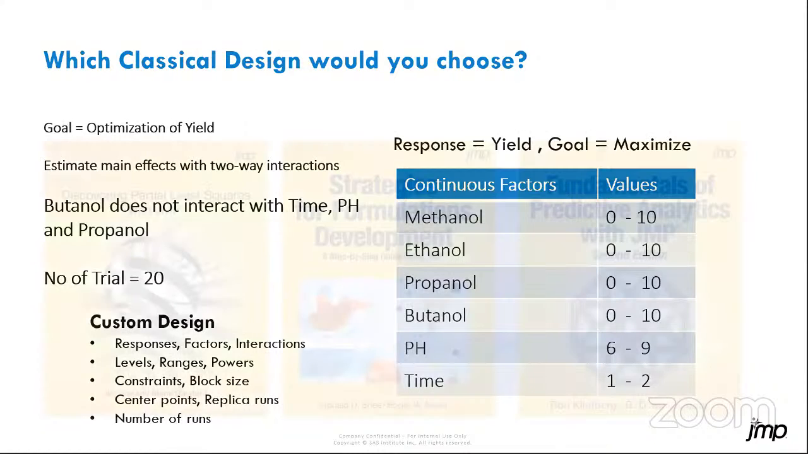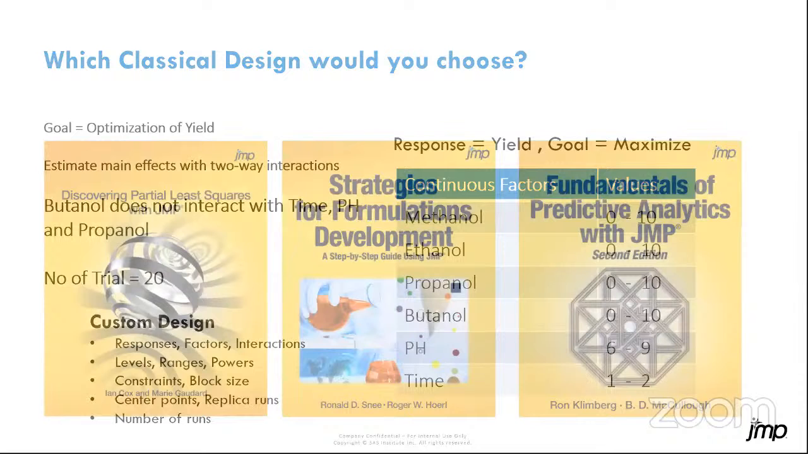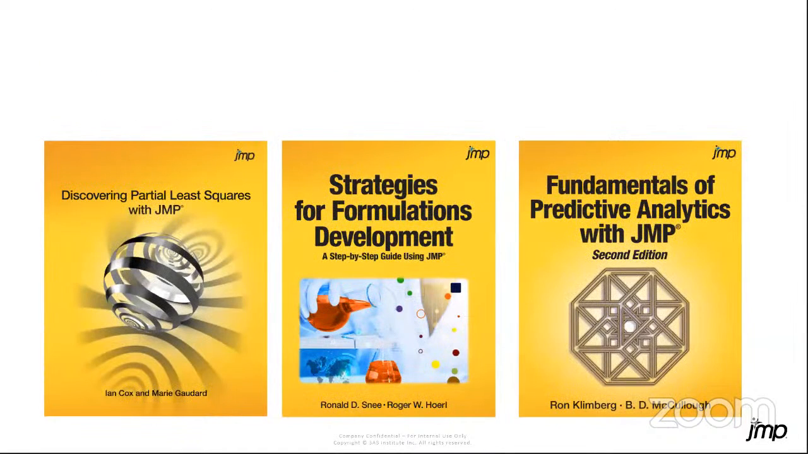Okay, so these are the books which I recommend to you. Discovering Partial Least Squares, and Strategies for Formulation and Development. If you have heard of Ronald D. Snee and Roger W. Hoerl, Snee is a big name when it comes to consulting. He is part of the big pharmaceutical industry and consults to all the big companies. So he has written this book, a very nice book. Then you can also go through Fundamentals of Predictive Analytics with JMP.